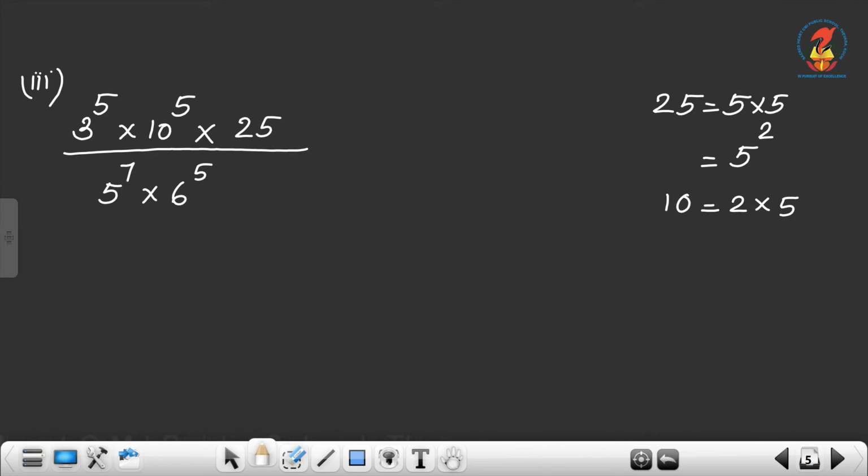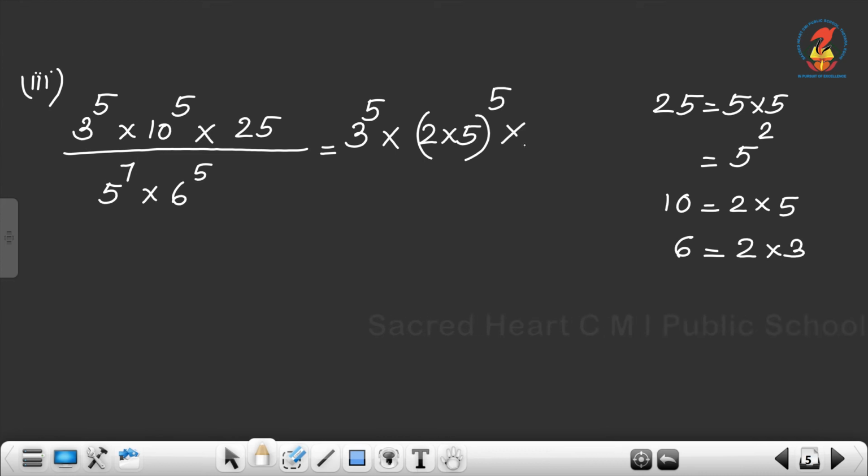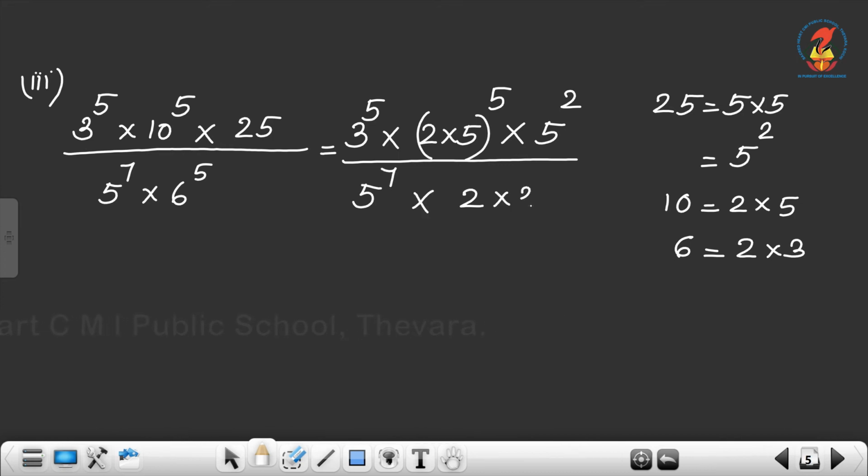Then 6 raised to 5. 6, how we can write? 6 we can write as 2 into 3. Then equal to 3 raised to 5 into 10 we can write as 2 into 5, so (2 into 5), put the bracket, then whole raised to 5 into 25 we can write as 5 squared, whole divided by 5 raised to 7 into 6 we can write as (2 into 3) whole raised to 5. This is the first step.